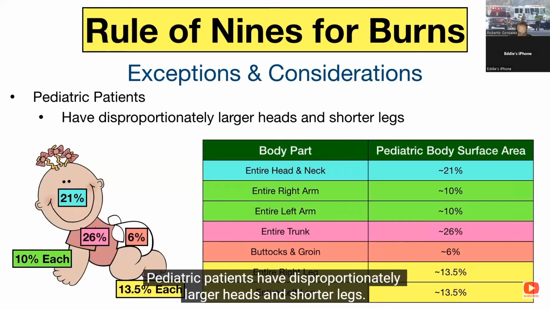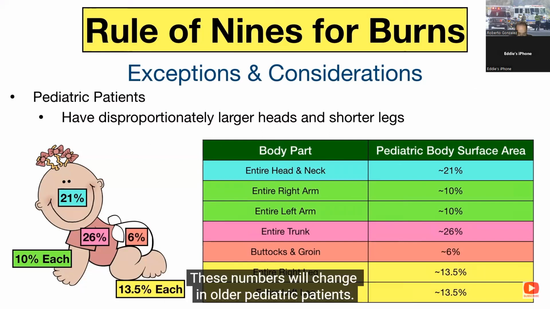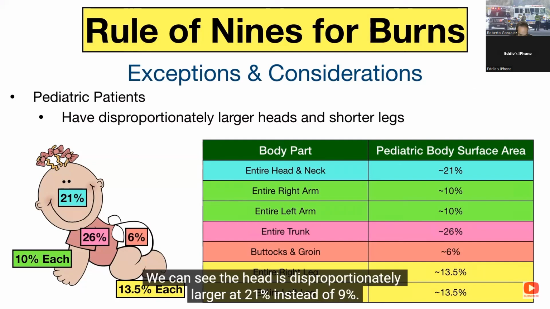Pediatric patients have disproportionately larger heads and shorter legs. This table and diagram will give you approximate percentages for infants and young children. These numbers will change in older pediatric patients. We can see the head is disproportionately larger at 21% instead of 9%.